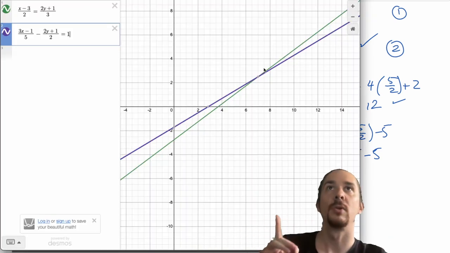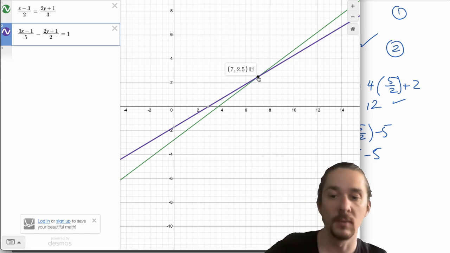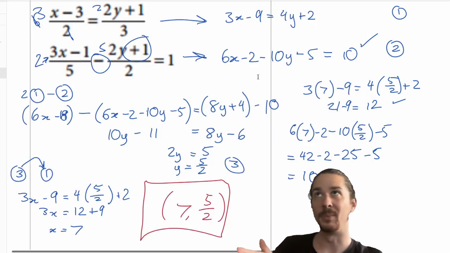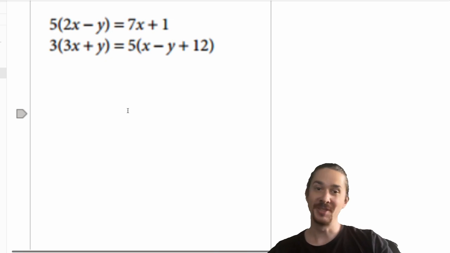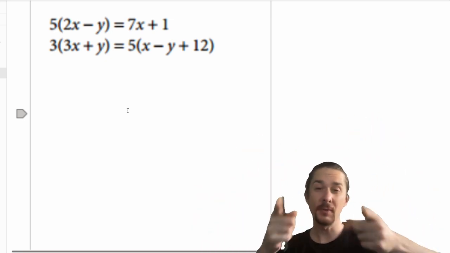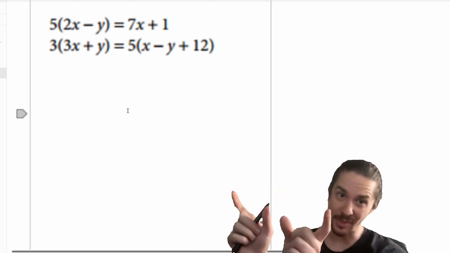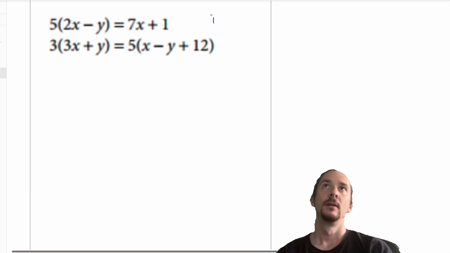Let's graph. Okay, and if we look at where they cross, we're at the point 7, 2.5, or 7, 5 over 2, which is exactly what we said it would be. I'm not even going to try and be fancy. I'm just going to brute force this. I'm going to rearrange each of these into y equals, and I'm going to use the very first substitution technique I showed you. We say y equals y, which means the thing y equals the thing y equals, and then we solve for x. So that's 1 and that's 2.